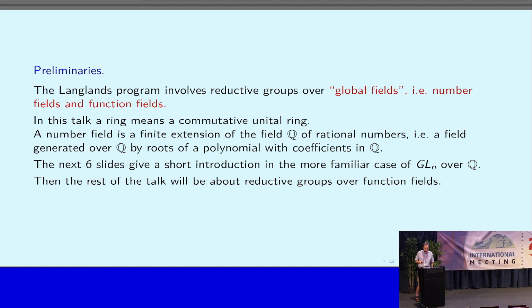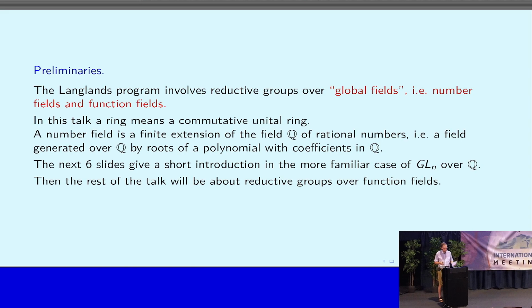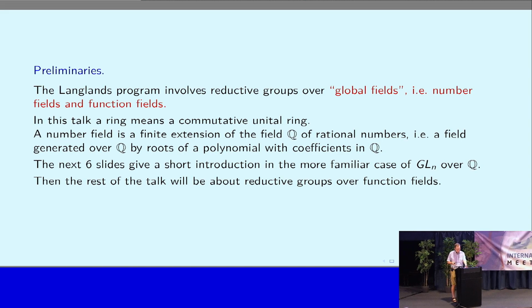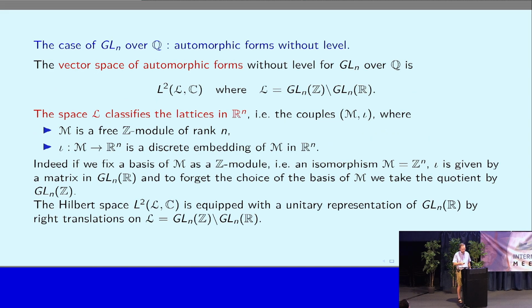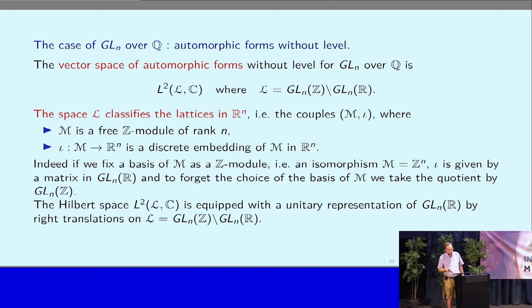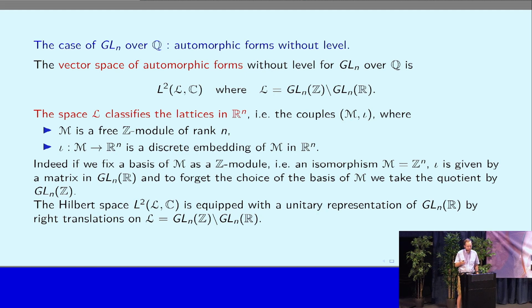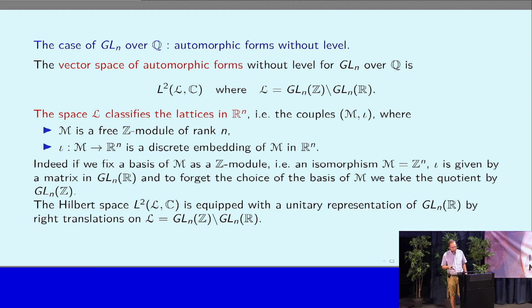In the next slides, I will give a short introduction, in the more familiar case of GLN over Q, to introduce automorphic forms. And then the rest of the talk will be about reductive groups over function fields. So, the case of GLN over Q, first without level. The vector space of automorphic forms without level for GLN over Q with complex coefficients is a space of L2 functions on the quotient of GLN(R) by GLN(Z).